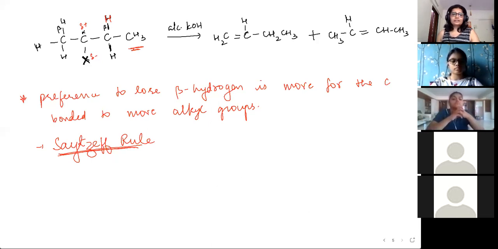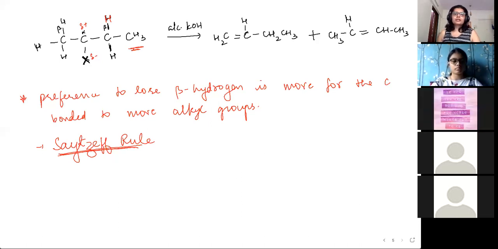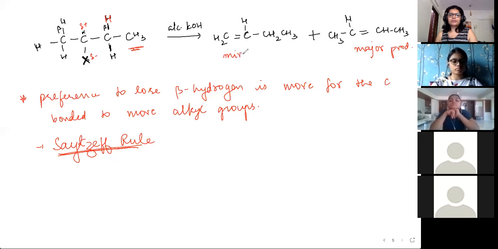Cool. So right now we finished substitution reactions, electrophilic and nucleophilic. Right now we're discussing elimination reactions. Elimination means a small molecule is removed. The preferred alkene is the one with more alkyl groups attached to the doubly bonded carbon atom. So 2-butene is going to be your major product, and this is going to be the minor product.